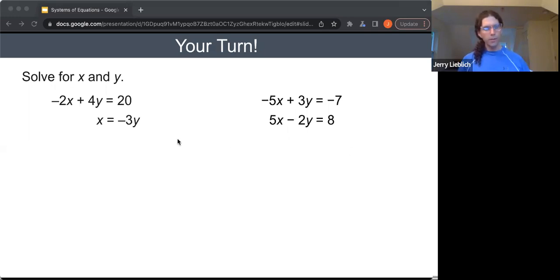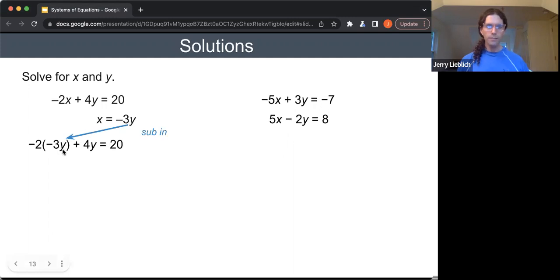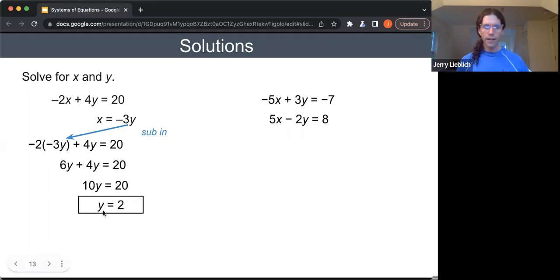So for this first one, if I'm thinking about which do I want to do, substitution or elimination, I notice I've already got X all alone. I think substitution is going to be the easier way here. So I'm going to plug in for Y, distribute that -2, add these together, divide by 10, and get Y equals 2. I'm then going to take that Y equals 2, plug it back in up here to solve for X.